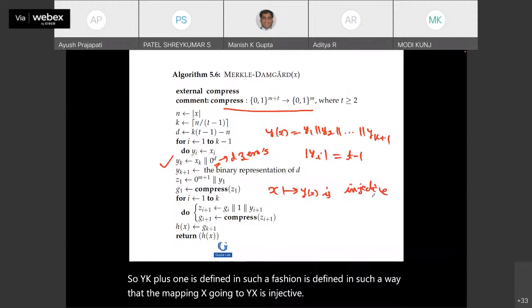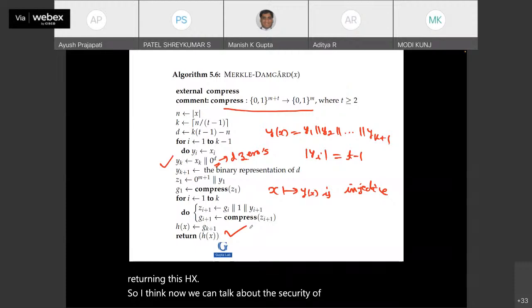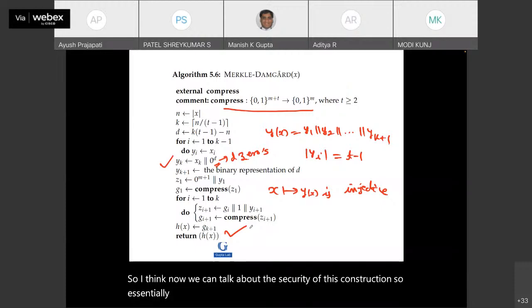Okay, so this is our algorithm, and then we are finally compressing it and returning this hx. So I think now we can talk about the security of this construction. So essentially, what does that mean?